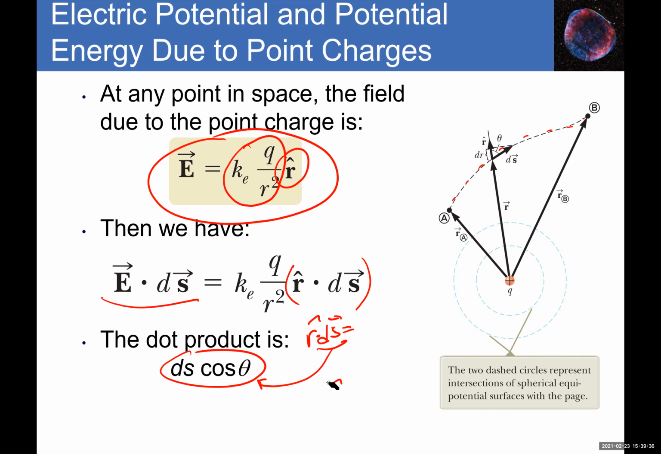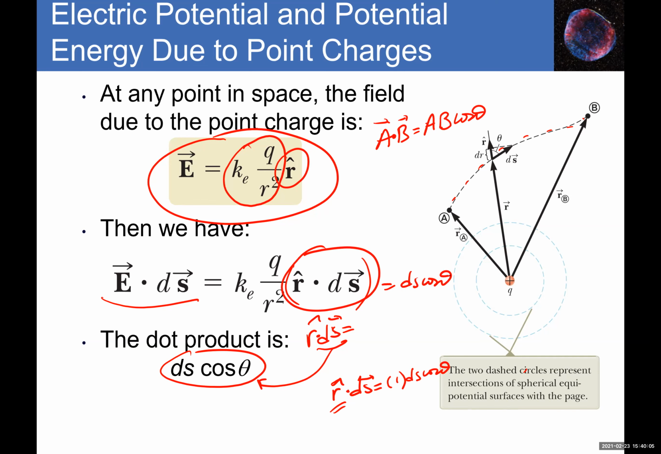So let's say if you have r hat and ds, those are two vectors. And remember, the dot product between any two vectors, a dot b, is the magnitude of the first one times the magnitude of the second one, times the cosine of the angle between them. Well, the magnitude of r hat is just 1. So it's 1 times ds times cosine of theta. That means this entire thing just becomes ds cosine of theta, because the magnitude of r hat is just 1.